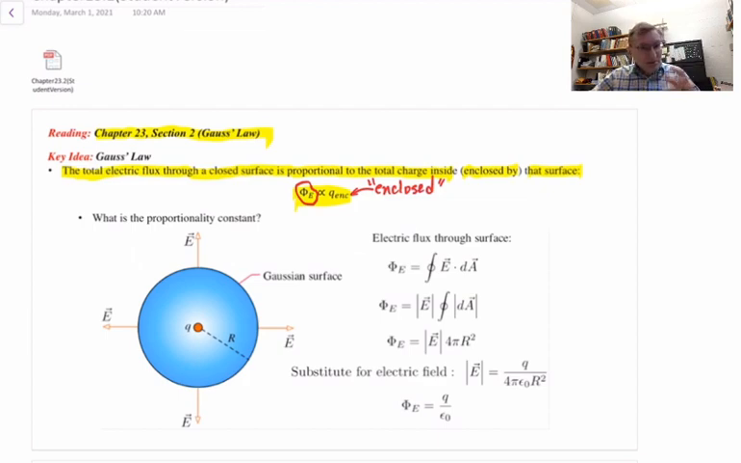Okay? Turns out that it's only the net charge inside a closed surface that contributes to the electric flux through that surface. But then the big question is, what's the proportionality constant between phi electric and Q enclosed? Anytime you have two things that are proportional, you can just introduce some proportionality constant and have an equality between them. So I'll call that constant big C for now. But then the million-dollar question is, what's the value of that constant?